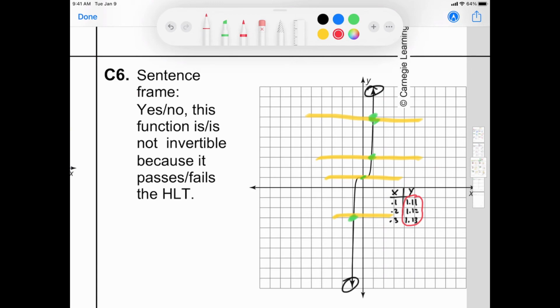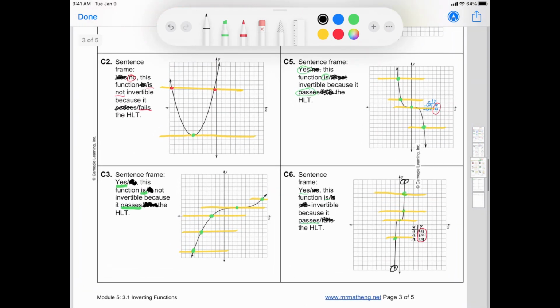So for number 6, to finish up that problem, yes, this is invertible because it passes the horizontal line test. Scratch off these other parts of my sentence frame. So yes, this function is invertible because it passes the horizontal line test.